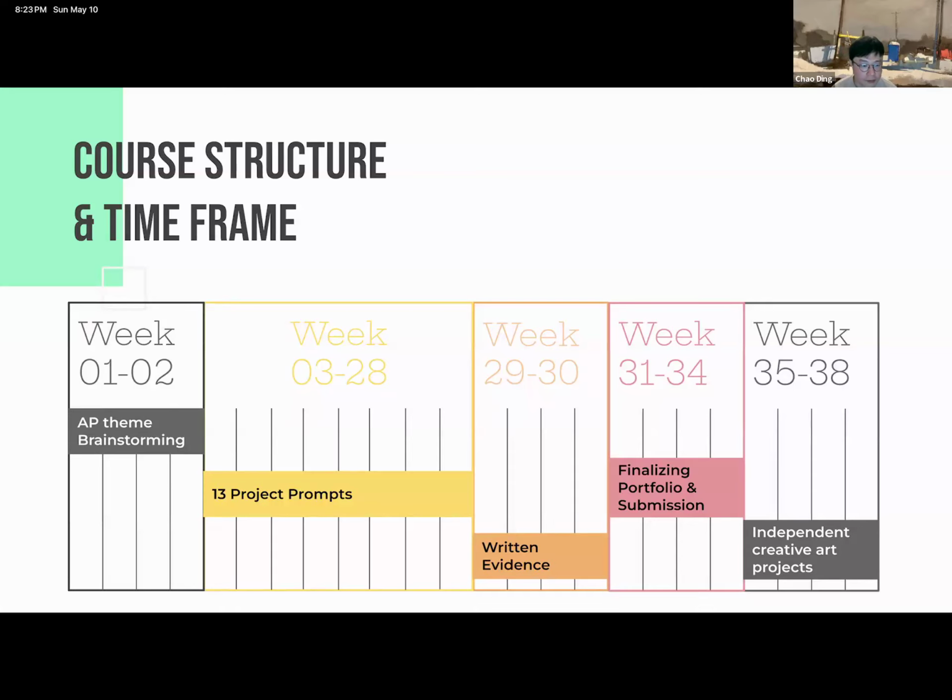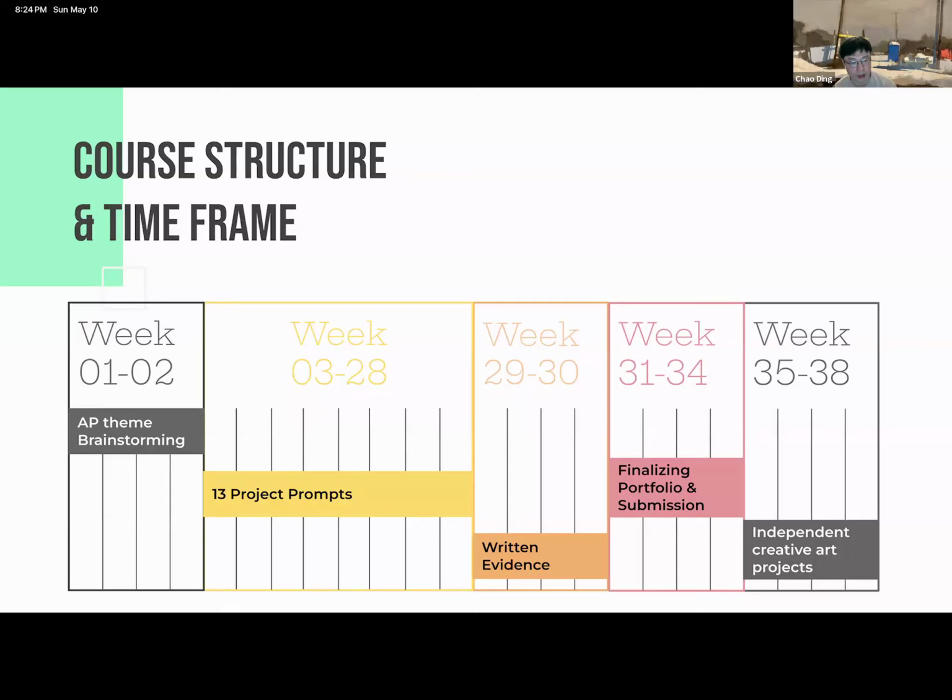And then in the orange color, around week 29 to 30, the student will begin to prepare their writing evidence and their artistic statement, which are also a very important component of the AP submission. We also have an individual writing evidence tutorial, slides, or lecture prepared for the students to fully understand the structure and how to prepare their writing sections.